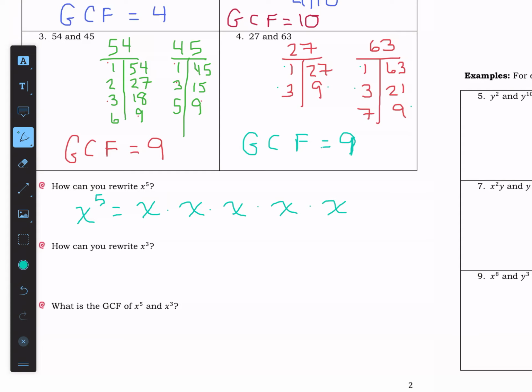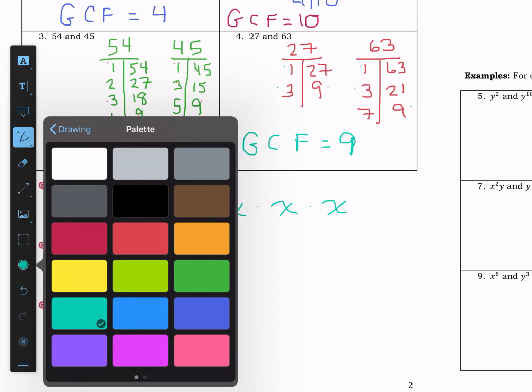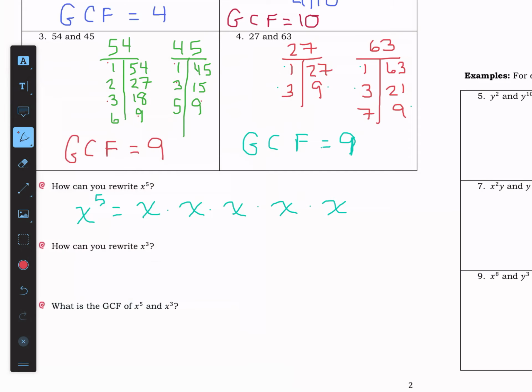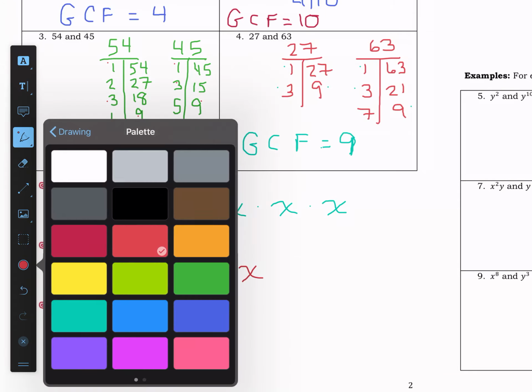That's the number of times that you're seeing the x, okay? So now we're going to rewrite x cubed. So x cubed is x times x times x. Okay, so 3 x's being multiplied together. So now we want to figure out, okay, well, what is the GCF of x to the 5th and x cubed?